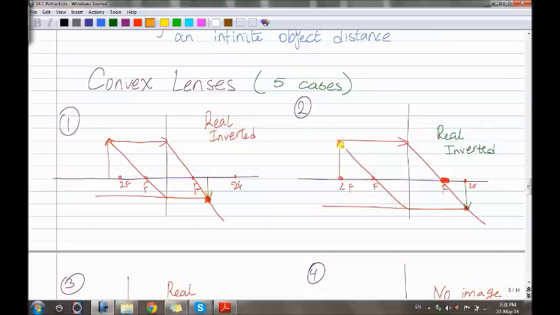The second case, it's on the 2f, so we'll draw the object, and then we'll draw the parallel line, so then it will refract through the focal point, and then we'll draw another one, and then here it will also refract back to a meeting point where the image is formed. So it's here, it's also real and inverted.